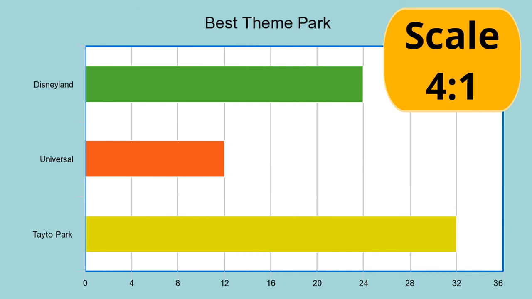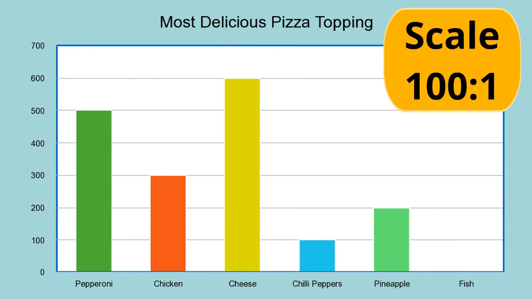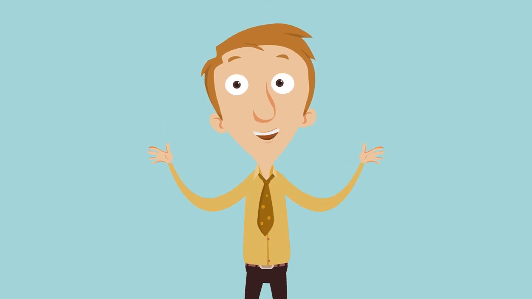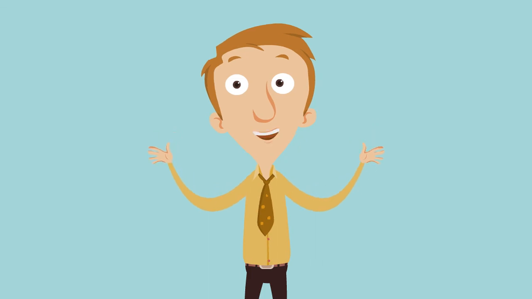Last bar chart to look at. This one has much bigger numbers, but it's exactly the same way of figuring out the scale. Pause the video and see if you can figure out what it is. Well, the scale on this one, because we're looking at such big numbers, is 100 to 1. Each jump up is going up by 100. So that's how scaled bar charts work. Nothing too difficult, quite similar to the pictograms we were doing last week.